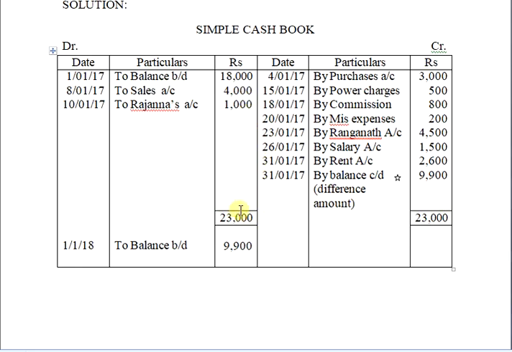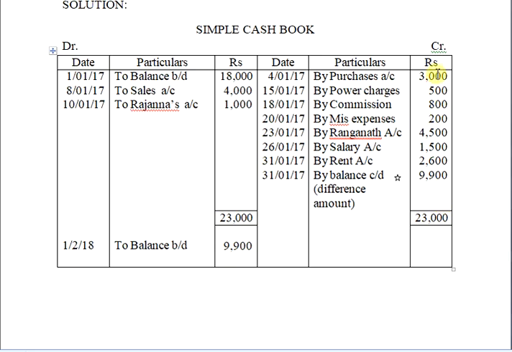How much is the debit side total? The debit side total is 23,000. The same total to the credit side also, 23,000. First, what you need to do is total it on both the sides. Check the total, which side is more. Debit side total is more, 23,000. The same total to the credit side also, 23,000.